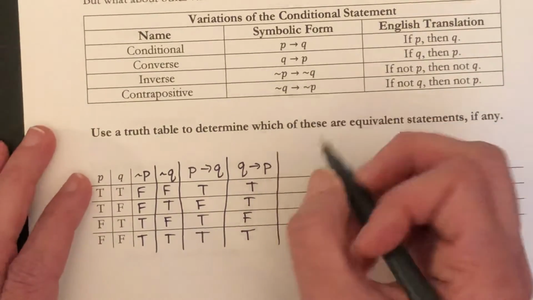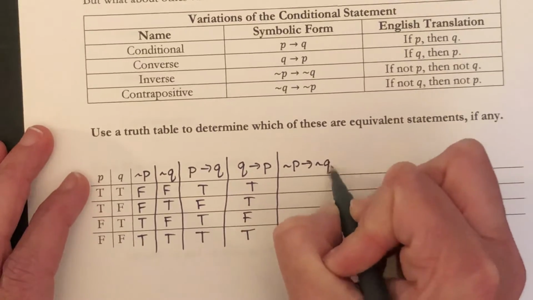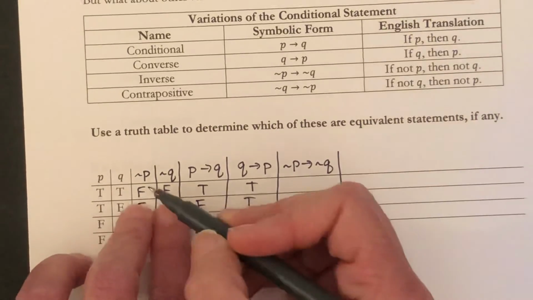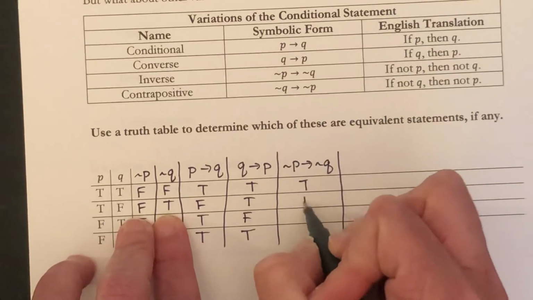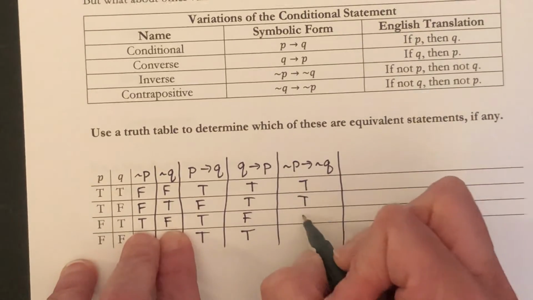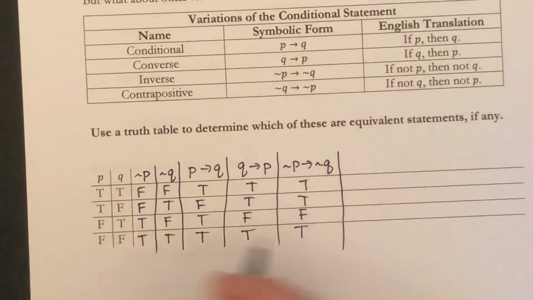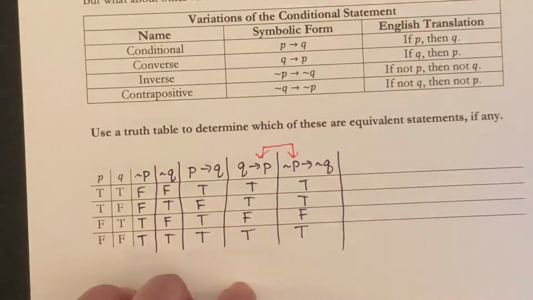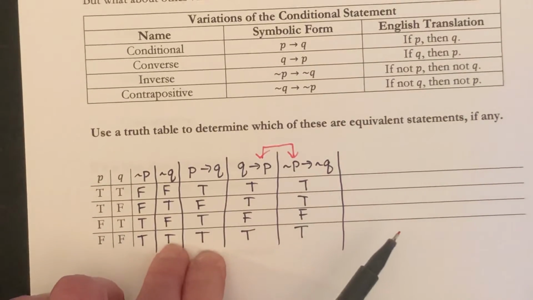Okay, so let's do if not P, then not Q. Not P going to not Q. So false, false, that's true. False to true, that is true. True to false, that one's false. True to true is true. Now notice that these 2 are the same. I have true, true, false, true. And neither of these is the same as the conditional.